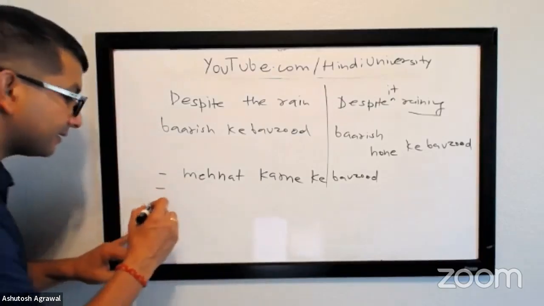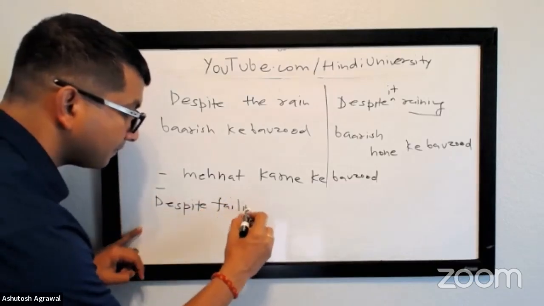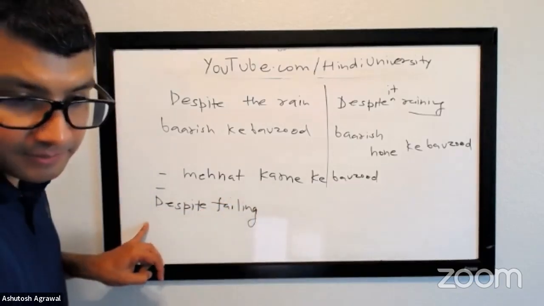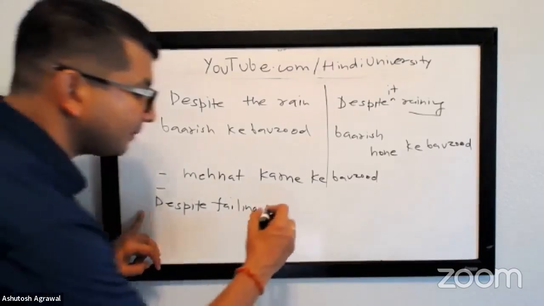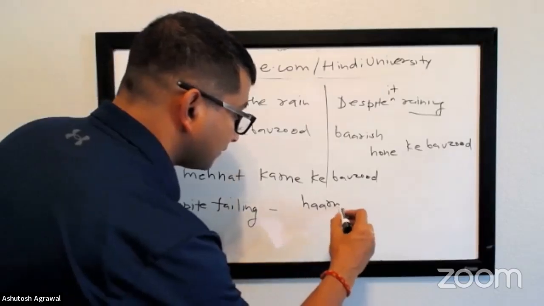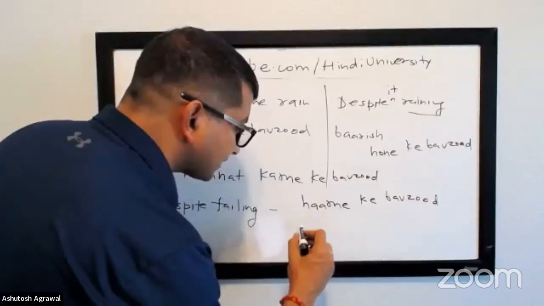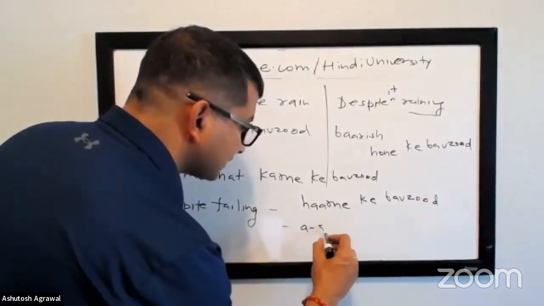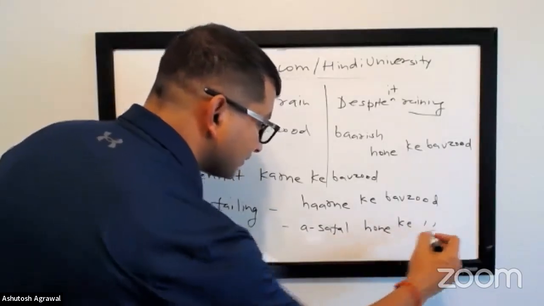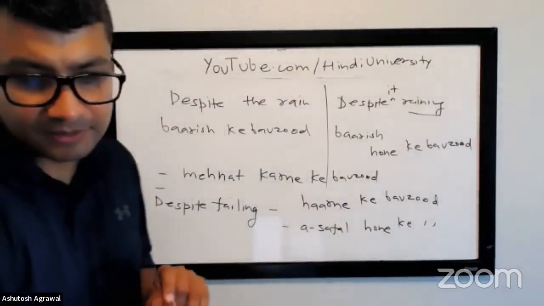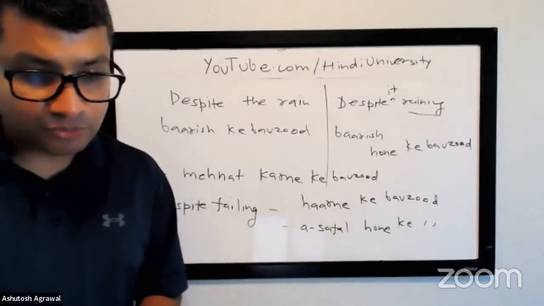Despite failing, हारने के बावजूद. And you can also say असफल. सफल is success, असफल is failure, असफल होने के बावजूद. There you go. असफल होने के बावजूद, that's correct. Okay. प्रयास करने के बावजूद, despite trying, प्रयास करने के बावजूद. Okay.